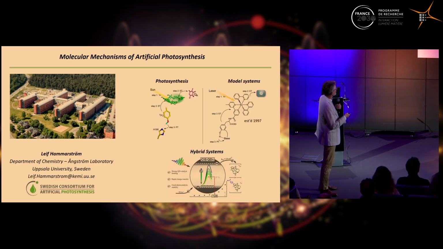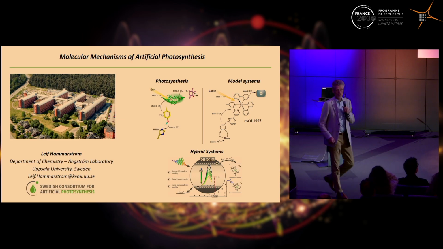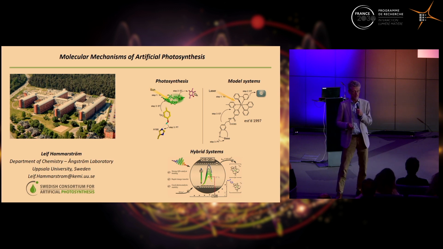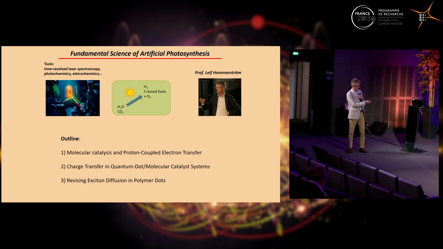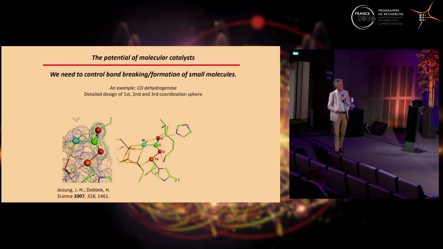So we made models of this with ruthenium instead of porphyrin, but the proton-coupled events of the tyrosine were there. So I will talk about proton-coupled electron transfer and how important it is for molecular catalysts as well. And I will also talk about some hybrid systems of inorganic materials with molecular catalysts. So this is basically the outline. And I will also eventually go back to some excited states and exciton diffusion in polymer dots, if time allows.